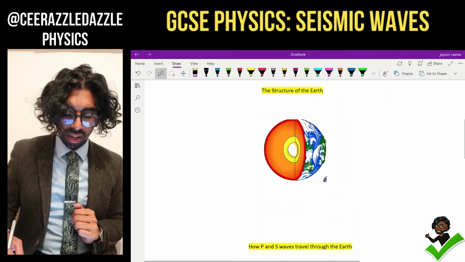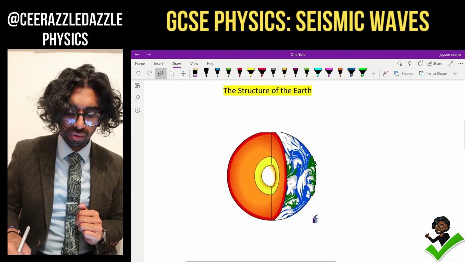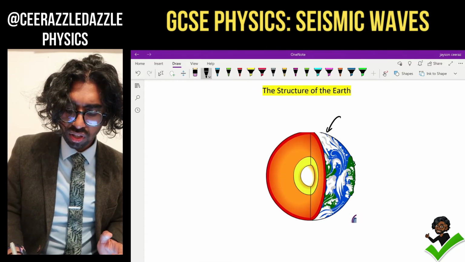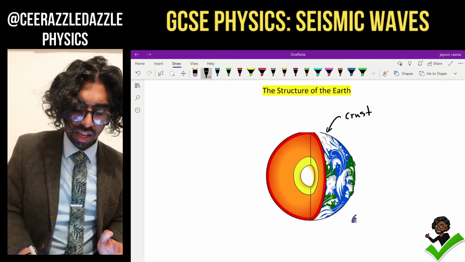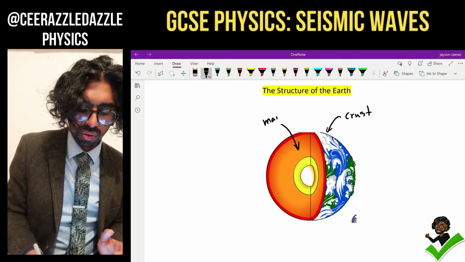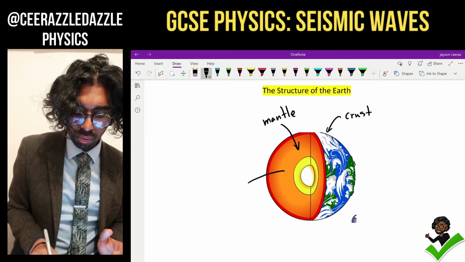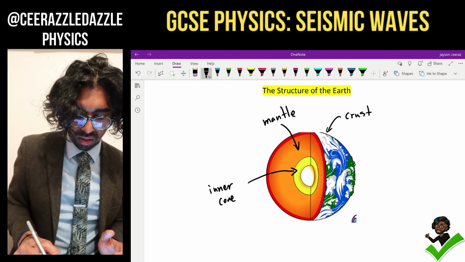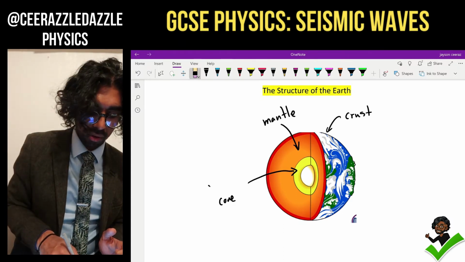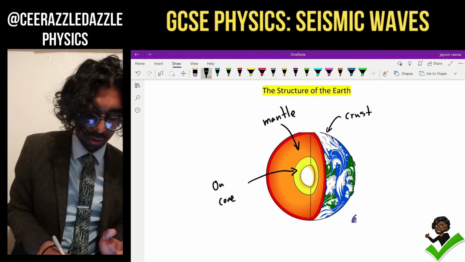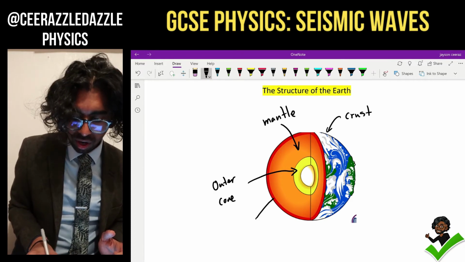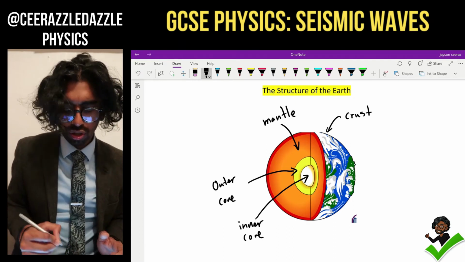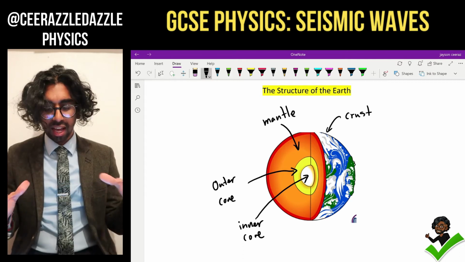Scrolling down, let's have a look now at the structure of the Earth. We've got to label the different parts of the Earth. Right on the surface, it's called the crust. On the inside, we have the mantle. Then there is the outer core, and right inside, we have the inner core. So there are two parts of the core, the inner core and the outer core.